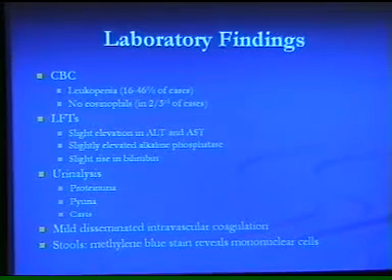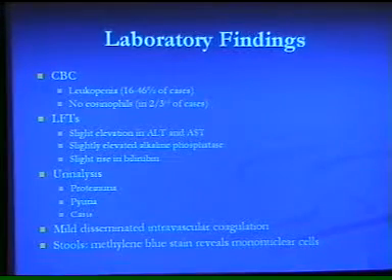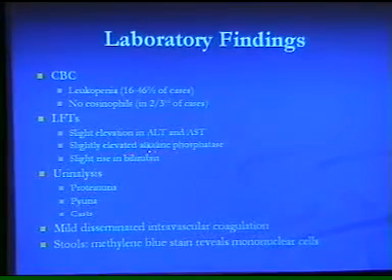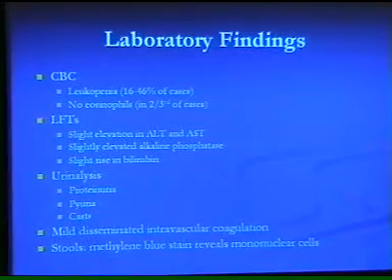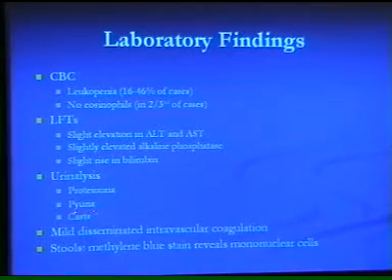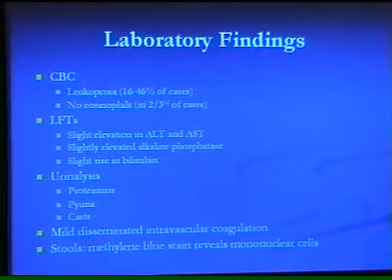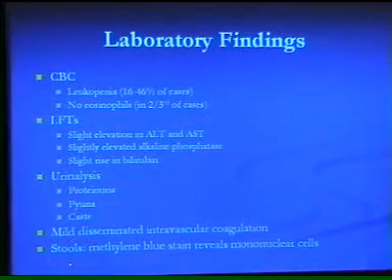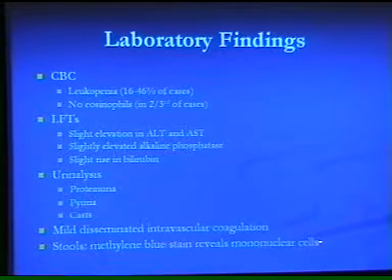LFTs, this is an infection which involves the reticuloendothelial system, like bone marrow, spleen, liver. So you can see slight elevations in ALT, AST, and slight elevated alkaline phosphatase, and a slight rise in bilirubin. Urinalysis, like all febrile illnesses, it can cause proteinuria, pyuria, and sometimes casts also. And the severe infection can lead to disseminated intravascular coagulation. Okay, stool analysis is important as it can reveal mononuclear cells.